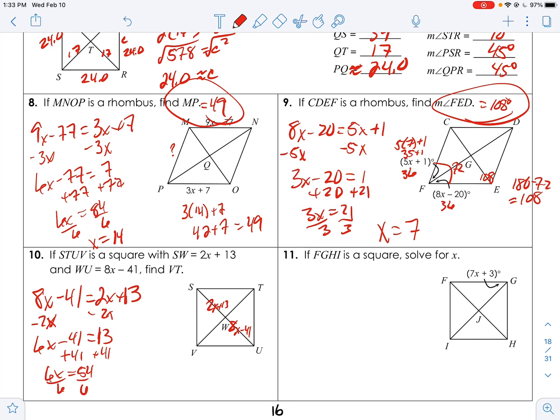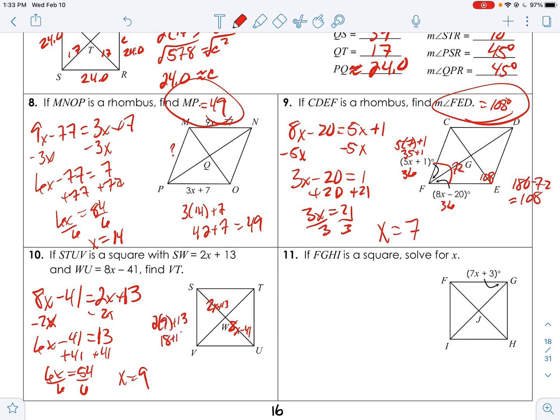Because it's going to be a decimal, and I don't expect a decimal unless I'm told to round, so 6 doesn't go into 44, but it will go into 54. So easy way to check your work. X equals 9. Do we find x or do we find something else? No, we got to plug it in.